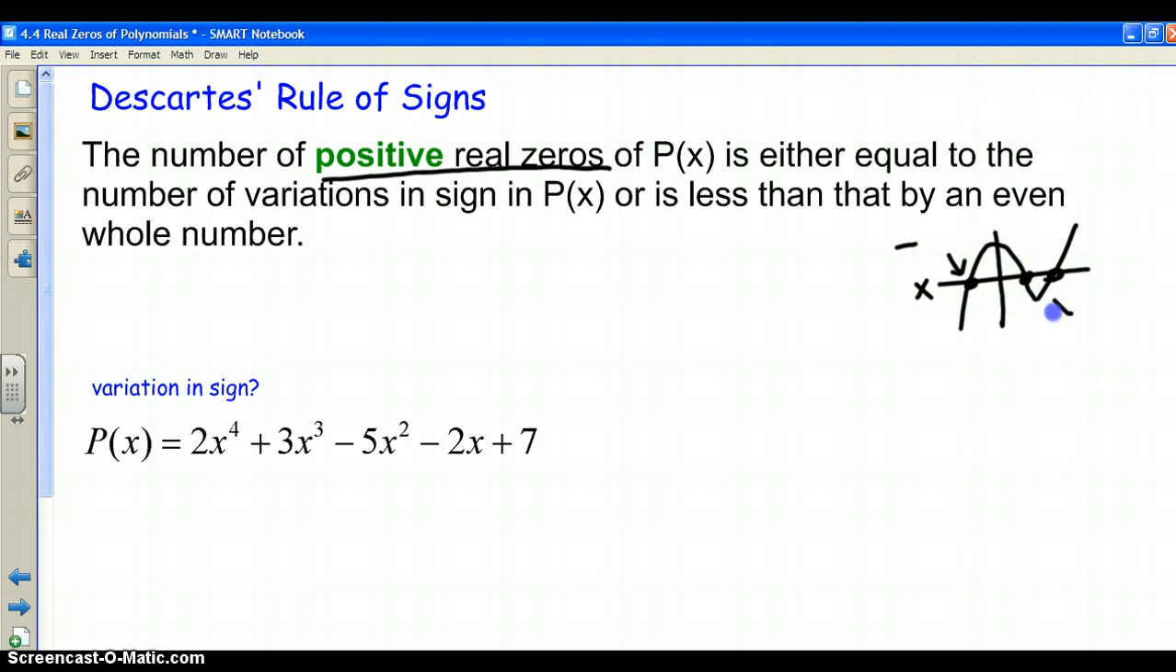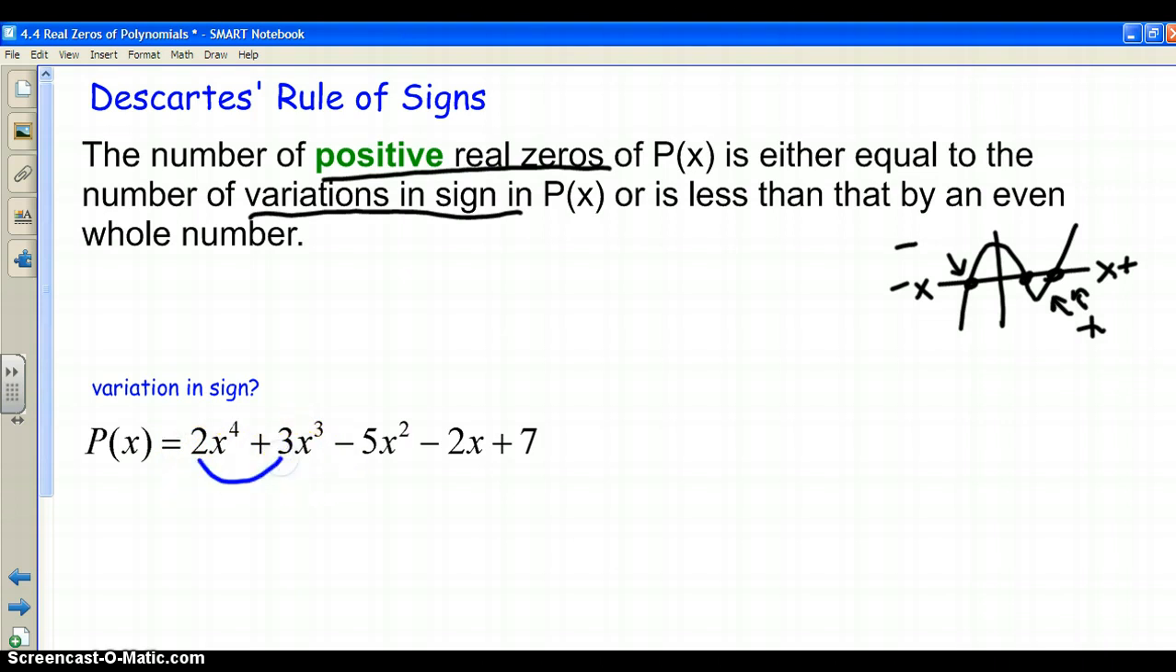These two values are positive real zeros because the x-axis is positive as you go to the right, and negative as you go to the left. So these two are positive real zeros. The number of positive real zeros is either equal to the number of variations in sign. So let's see what variations in sign are. So this is what I mean by that. So this term is positive. When I go positive to positive, there's no sign change.